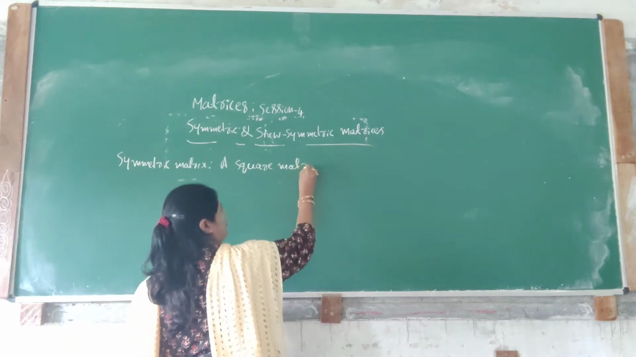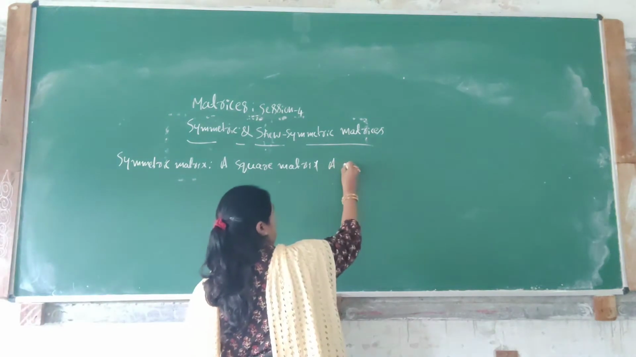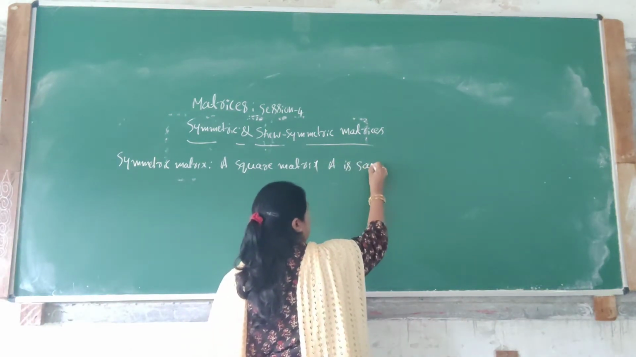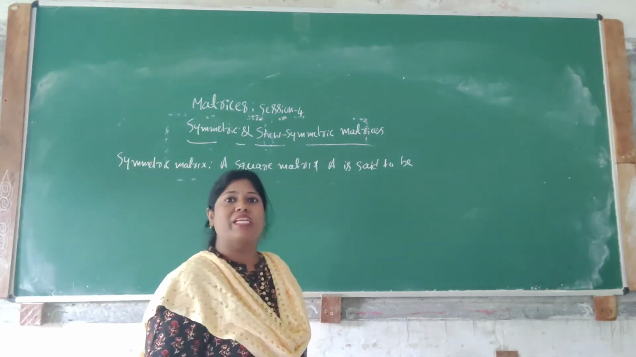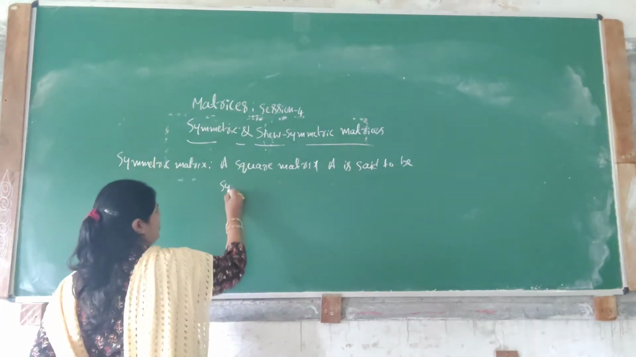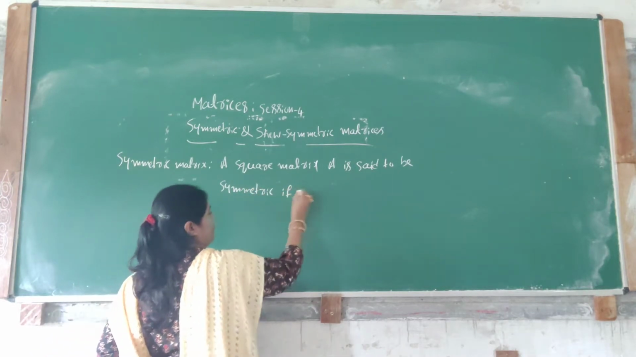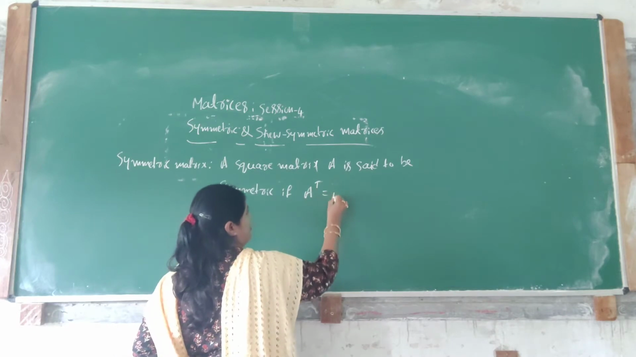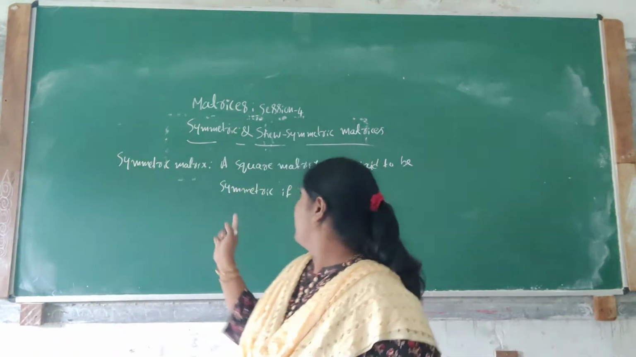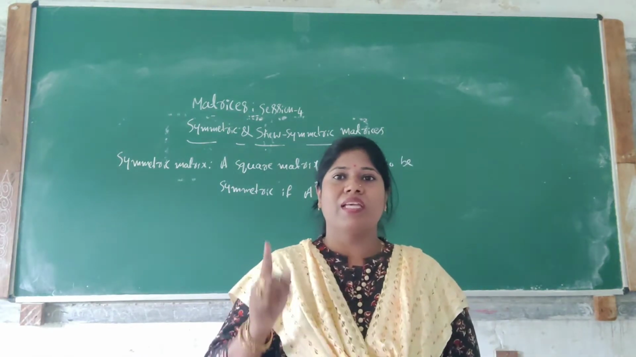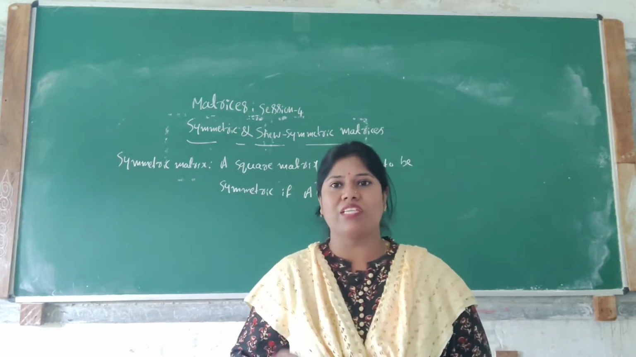A square matrix A is said to be symmetric if A transpose is equal to A. So the definition of a symmetric matrix is: a square matrix A is said to be symmetric if A dash is equal to A, or A transpose is equal to A.